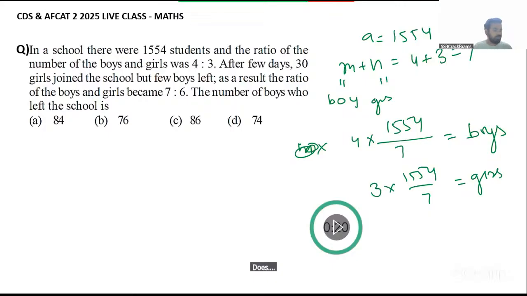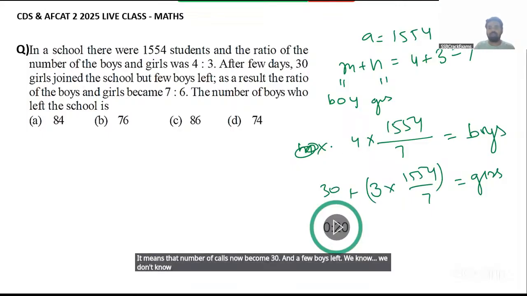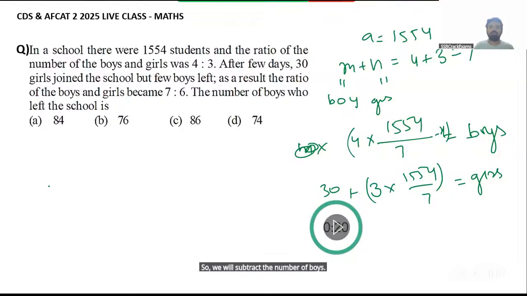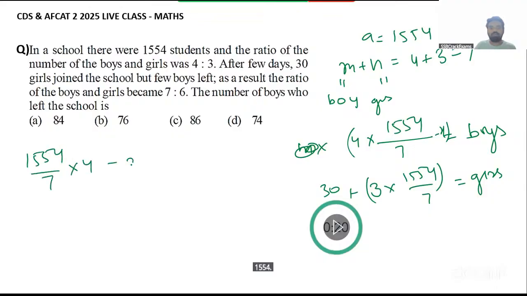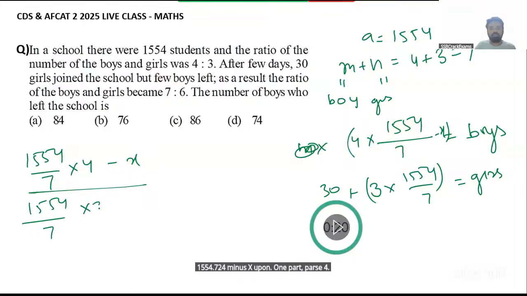Now it is saying that after few days 30 girls joined. It means that 30 is added to the number of girls. And few boys left. We don't know the number of boys, so say X boys have left. So we will subtract X from the number of boys. And the ratio will become 7 upon 6. It means that 1554 upon 7 into 4 minus X upon 1554 upon 7 into 3 plus 30 is equal to 7 upon 6. So you can solve for x from here.